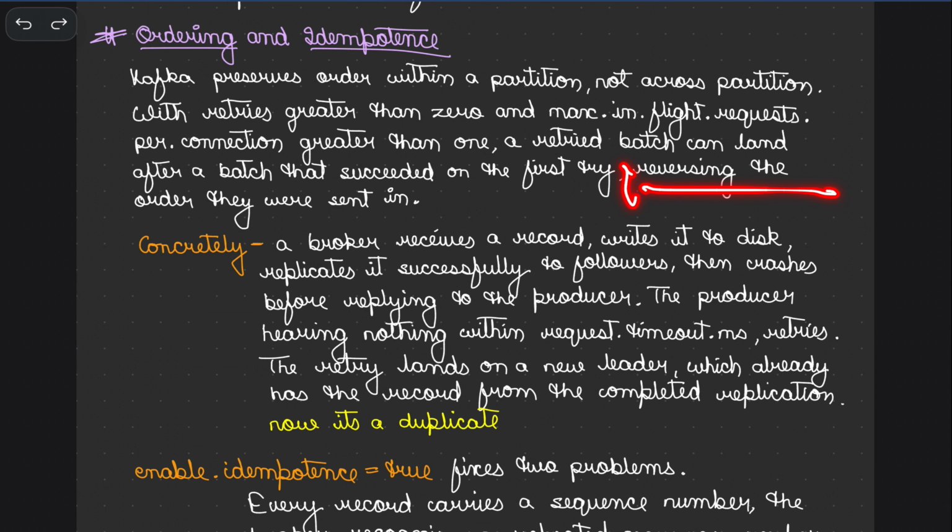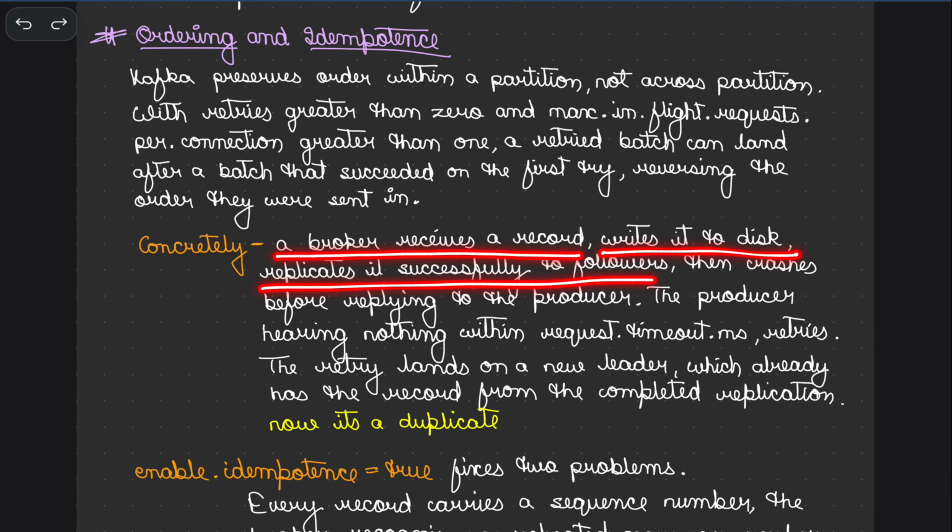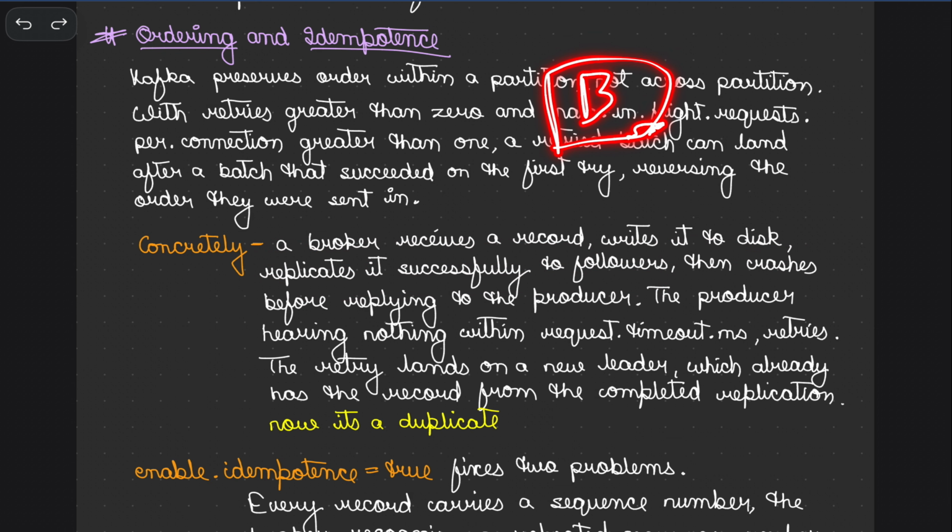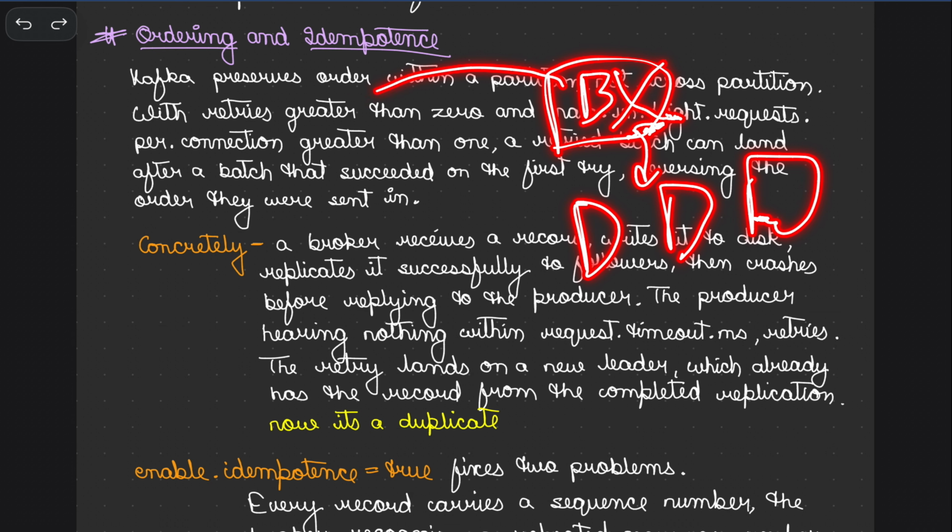What is the consequence? It reverses the order they were sent in. What will happen? Let's say a broker receives a record. It writes it to the disk and replicates it successfully to all its followers. Then the broker crashes, before sending the reply that it has received the record.